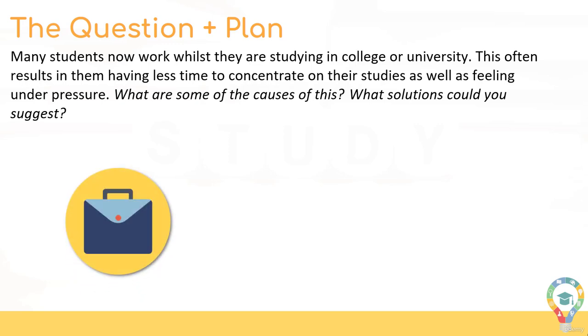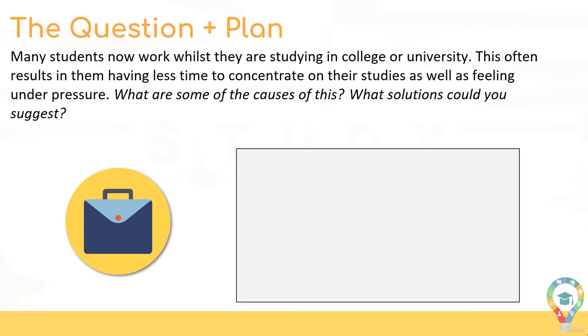Okay, so we've had a read through the question. Before we move on to writing the plan, let's think about what kind of question this is. You can see the last 2 sentences I've highlighted in italics. What are some of the causes of this? What solutions could you suggest? Just from these 2 sentences, I can tell that this is a problem-solution question. I need to identify what problems are featured in the question, and I need to suggest some ways to fix or find solutions for this problem.